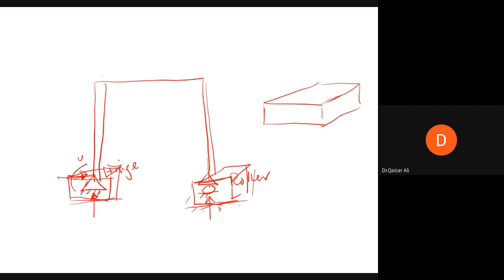So the load from the beam will be transferred to the column. Okay, and from the column it will go to the footing pad, and from the pad it will be transferred to the ground. Okay, like this.